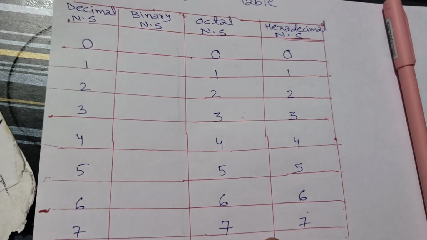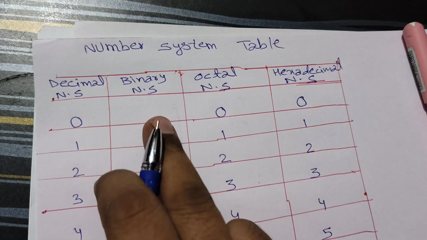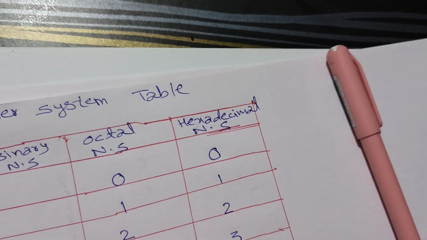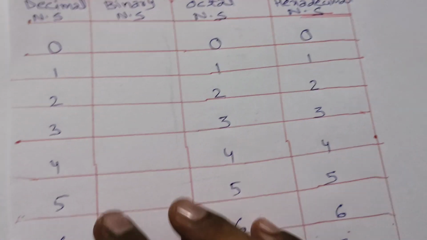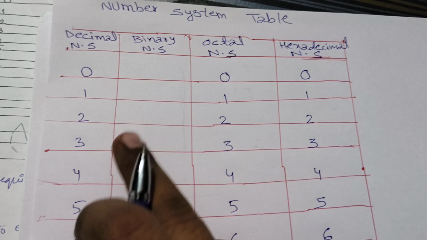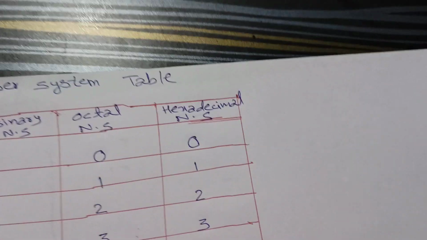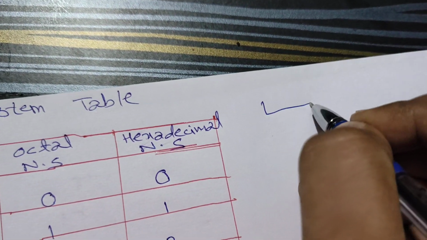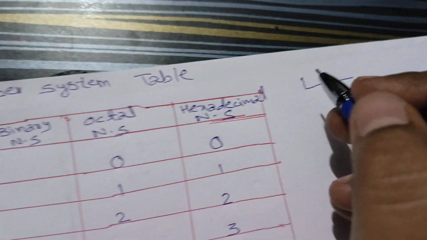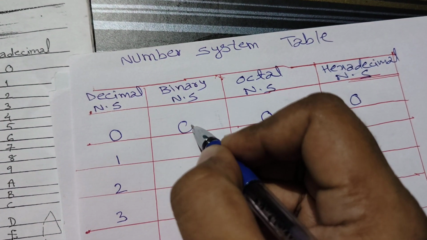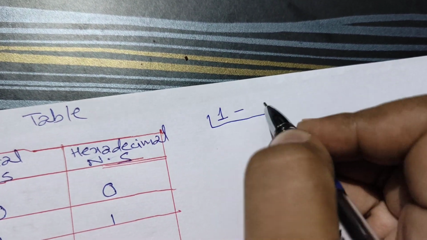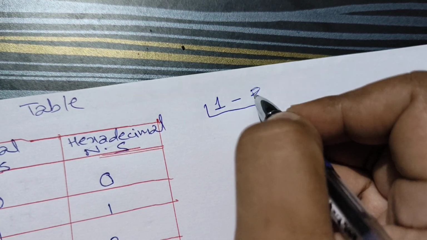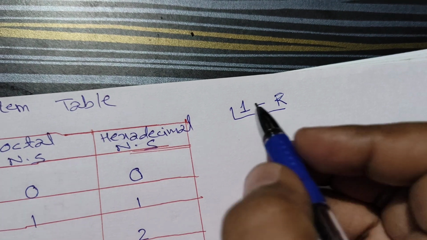Now here we have to write the binary number system. So binary number system means each digit is divided by 2. Decimal number system, here we have 0 to 9. So we will divide these terms by 2. So first 0 means binary number is also 0. 1. Here we will write 1 and this is remainder, R for remainder.